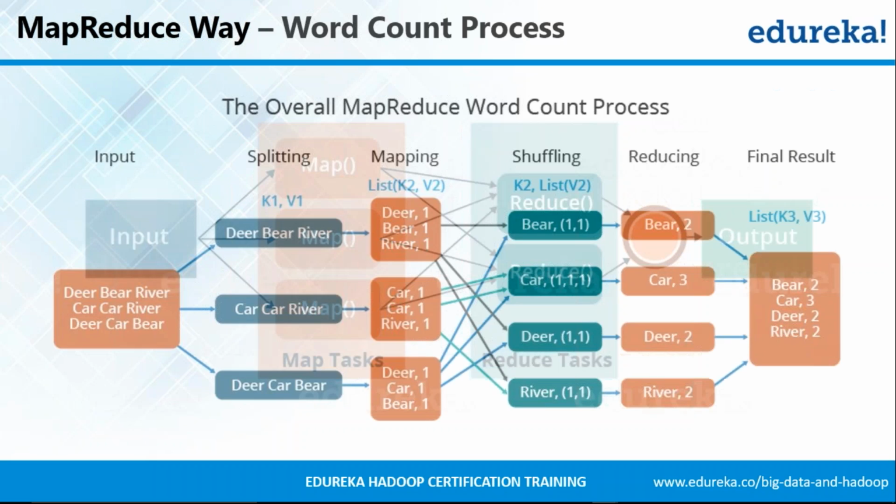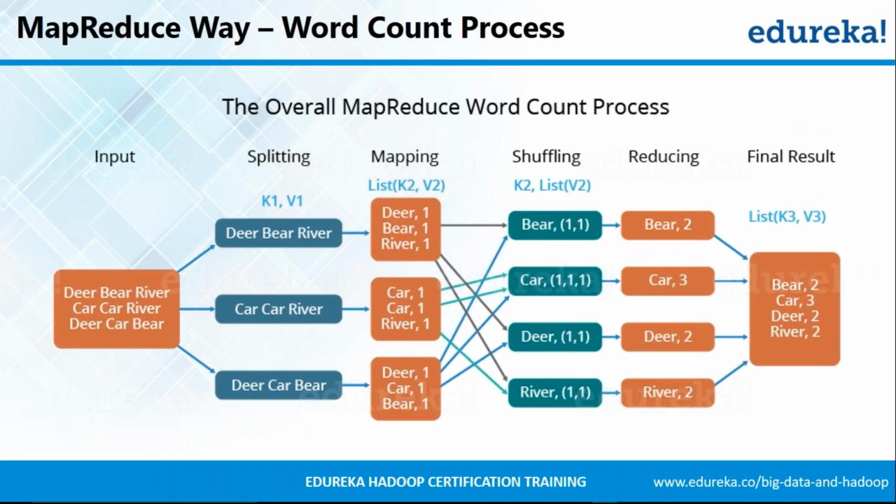Now this was the example that we looked at. The entire input was deer, bear, river, car, river, deer, car, bear. We had 3 input splits: deer, bear, river, that is 1; car, river, that is 2nd; the third one was deer, car, bear. There was a mapping phase in which the count of 1 was assigned against every word that was there in the input split. So deer, 1, bear, 1, river, 1. Similarly for input split 2 and for input split 3.